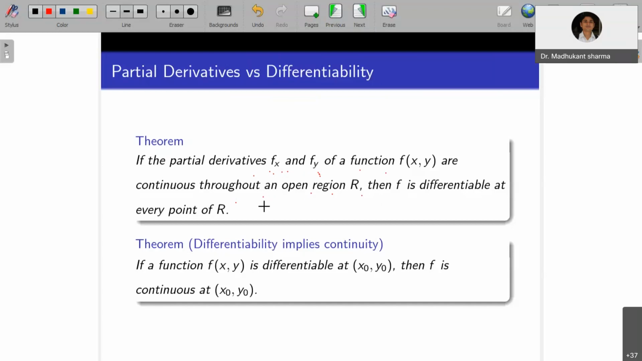This result you can extend to any dimension now. For three variables, if all the first partial derivatives fx, fy, and fz are continuous, then that function is differentiable. You can add as many directions as you want. Finally, that will give you that differentiability implies continuity, and that is very simple to see. You try to figure it out, we will see it in the next lecture.